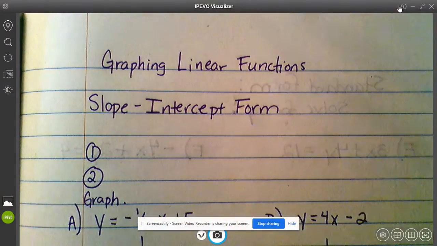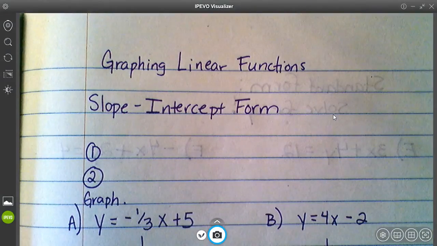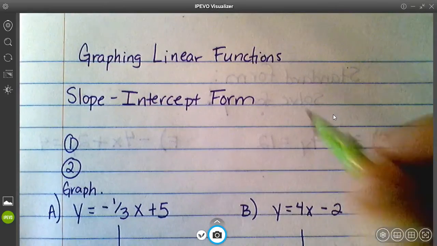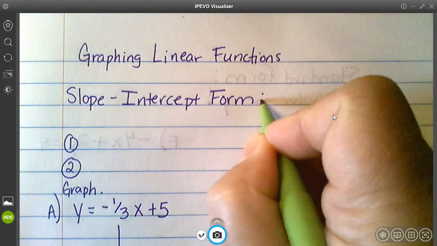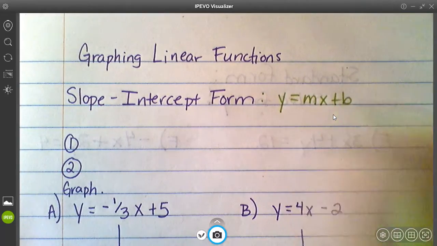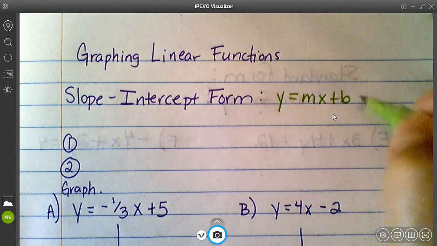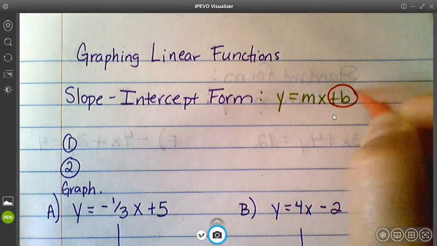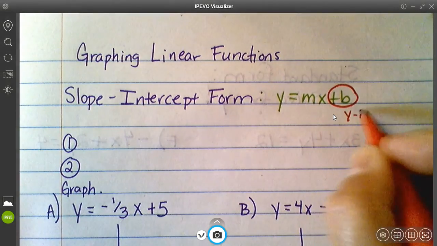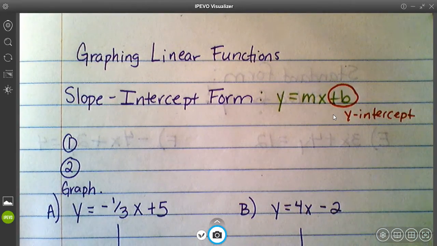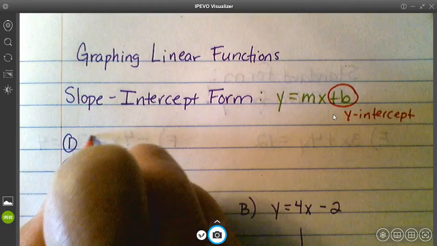Today we're going to be graphing linear functions using both slope-intercept form and standard form. So we just talked about it in the last video, but slope-intercept form is y equals mx plus b. And this form is very useful because we have b, which is our y-intercept. And when we are graphing our lines, that's our starting point.